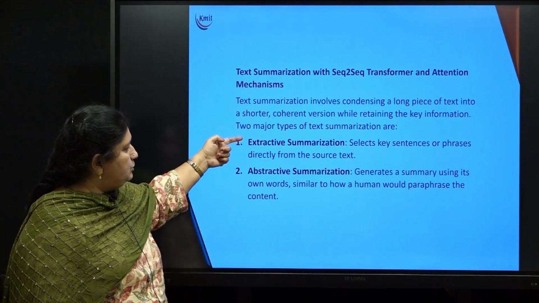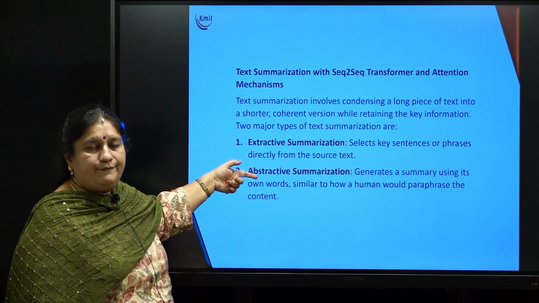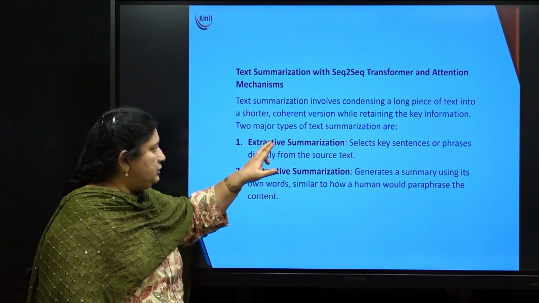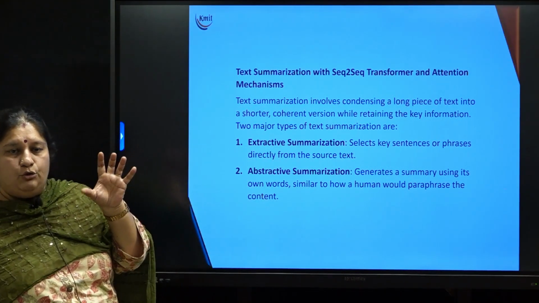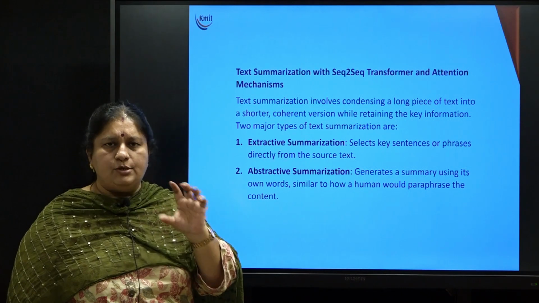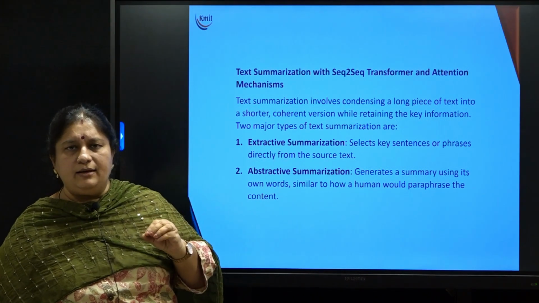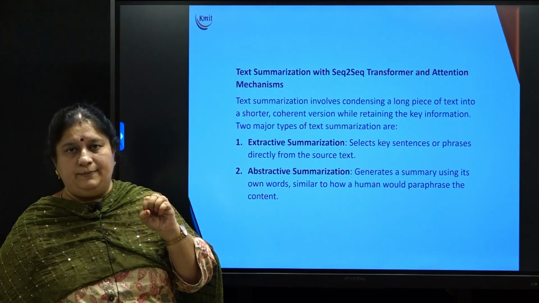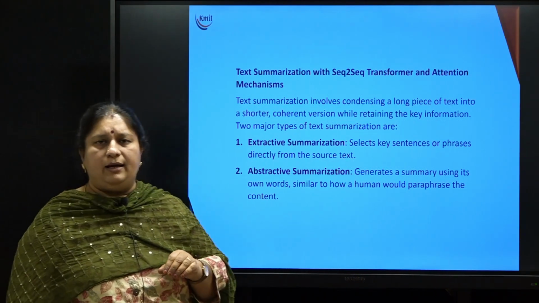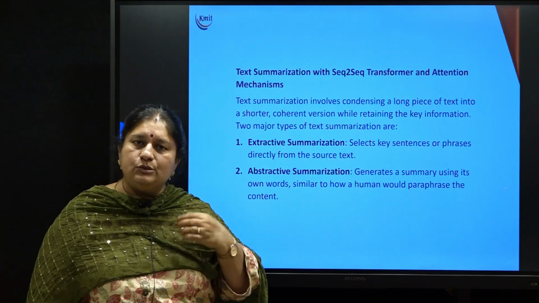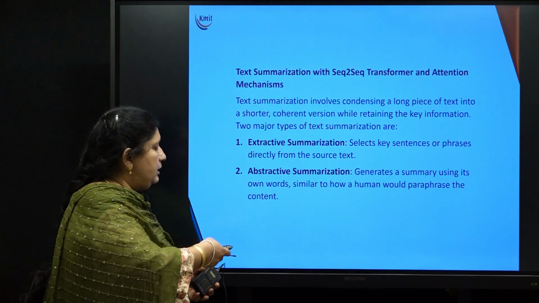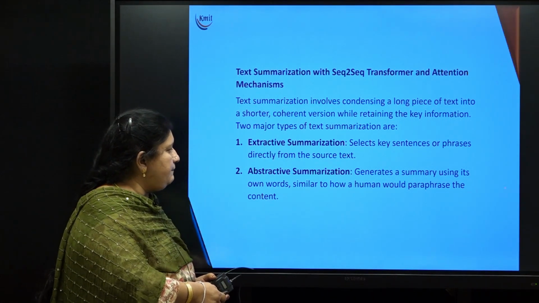Now, text summarization with sequence to sequence transformer and attention. What does it involve? There are 2 types of summarizations. If you remember, we learnt about this in the previous session: extractive summarization and abstractive summarization. In extractive summarization, from the original paragraph you take some of the sentences and possibly exact keywords which are present in the paragraph, and you generate a summary from them. On the other hand, abstractive summarization need not take the keywords from the paragraph, but can generate the summary in its own sentences, in its own words. So there are 2 major types of summarizations: extractive and abstractive.